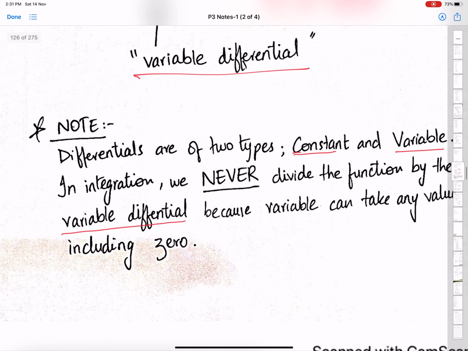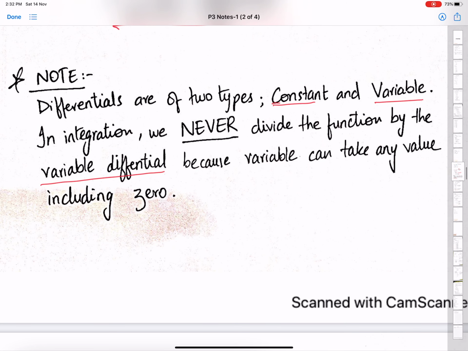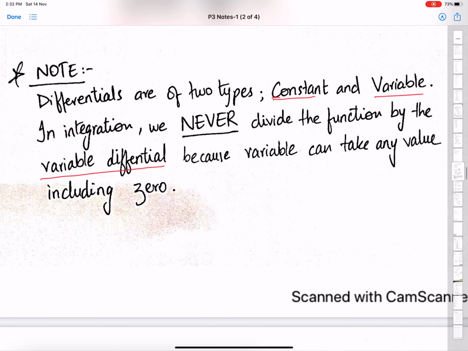Now differentials are of two types. This is very important. This is one of the most important concepts in integration especially. Note, differentials are of two types, constant and variable. In integration, we never divide functions by the variable differentials because a variable can take any value including 0.